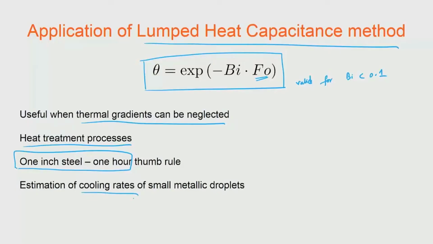And sometimes we have situations like in spray forming, where droplets of metal are solidifying in their path through argon gas, for example, and cooling down to room temperature. In such situations also you can estimate the cooling rates because the droplets are first of all small and metallic. Together, this implies that most probably the Biot number is small, and you can directly estimate the cooling rate. These are typical examples in metallurgy of how we would use the lumped heat capacitance method.